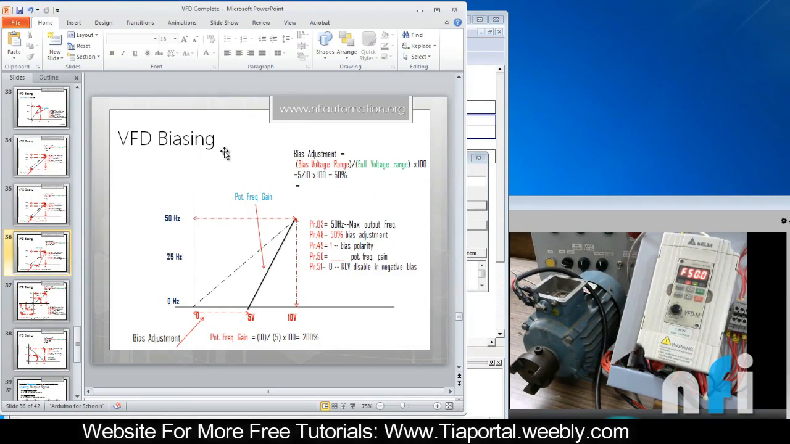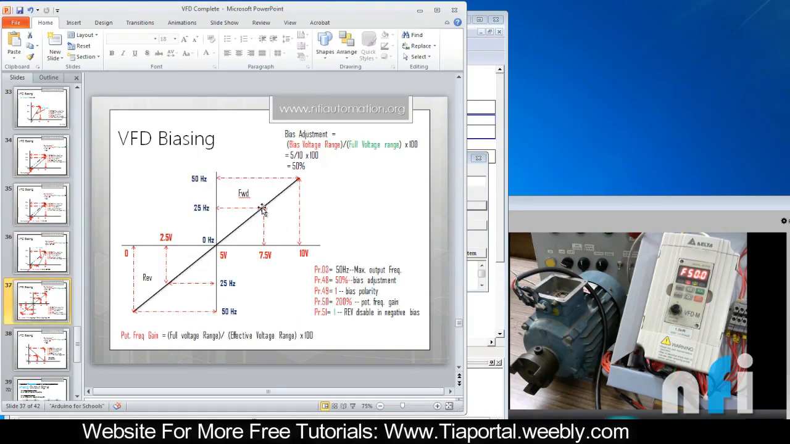So that was one of the examples of biasing. Alright. Next we will see biasing in this curve. This is very interesting again.